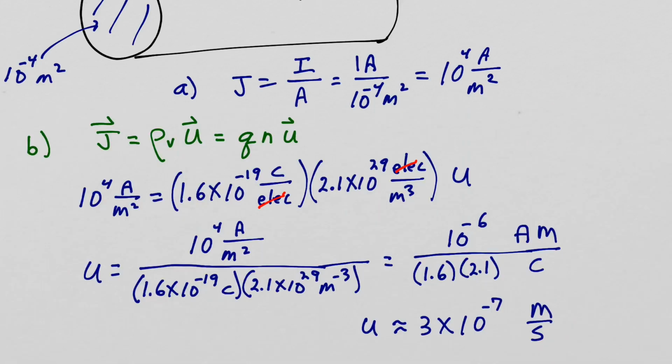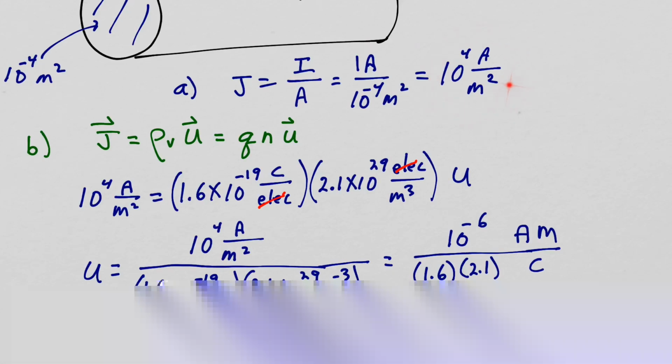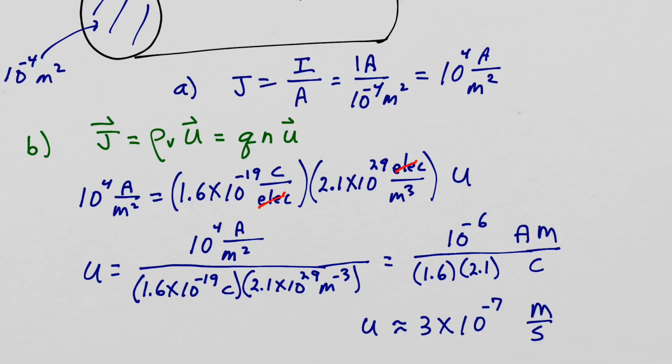Recall that the thermal velocity at room temperature for electrons in a metal is about 10 to the 5th meters per second. So for even a hefty current density, the drift velocity of the electrons is 12 orders of magnitude lower than the thermal velocity.